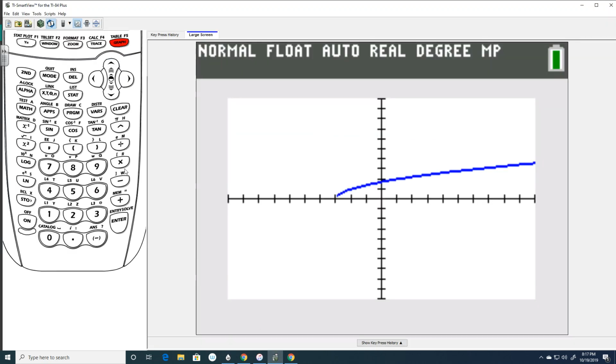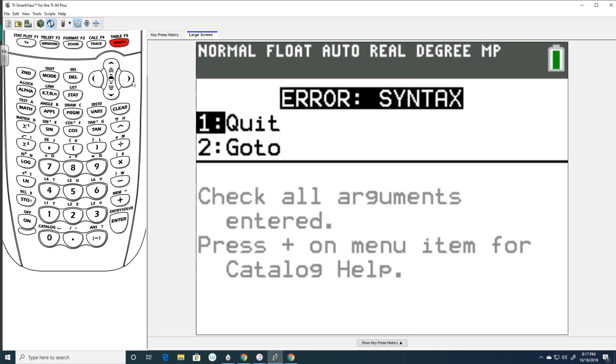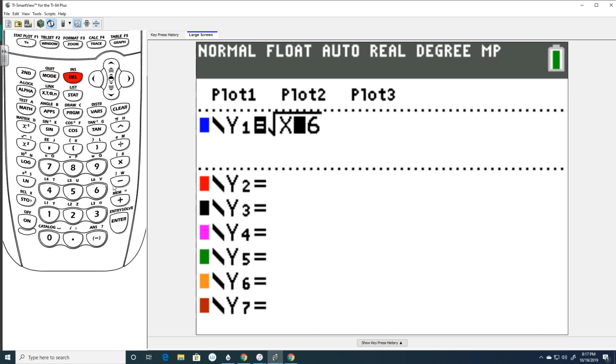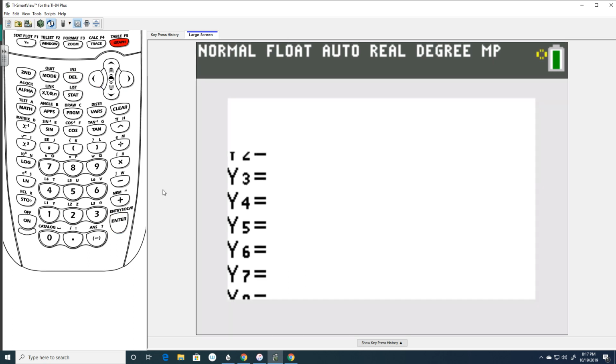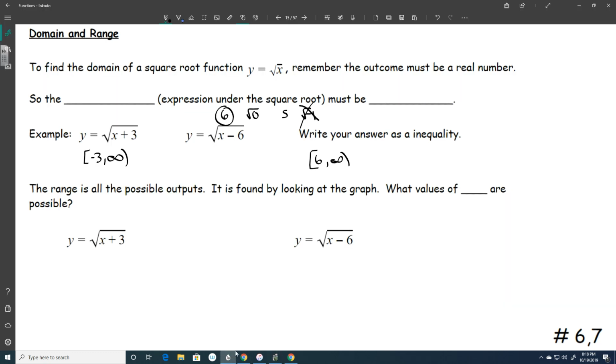Okay, and if I look at the picture, if I go to y equals and I change this to x minus 6, whoops, let's get rid of that plus sign. x minus 6, notice that my graph does not go over here at all. It stops at 6. So that's why my domain is from 6 up to infinity.